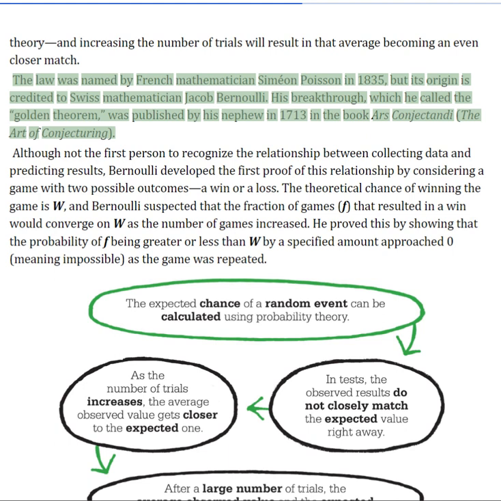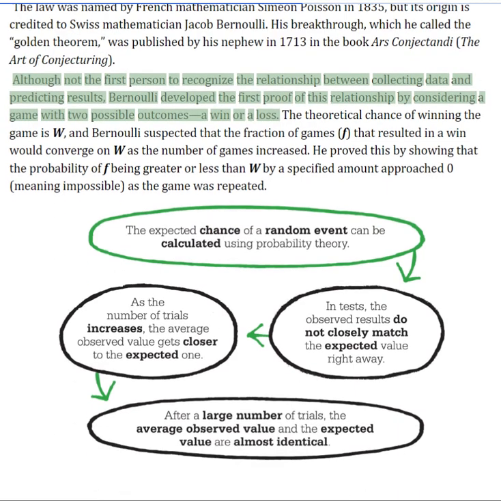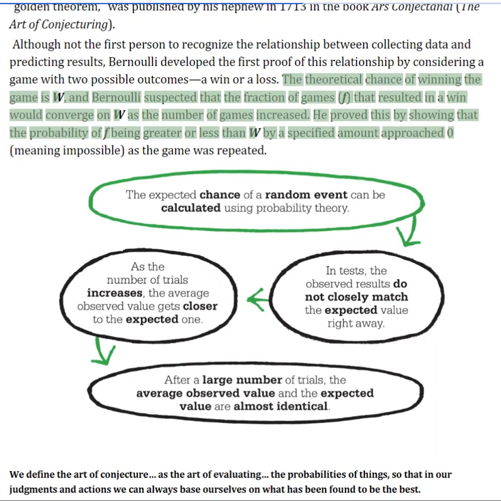His breakthrough, which he called the Golden Theorem, was published by his nephew in 1713 in the book Ars Conjectandi. Although not the first person to recognize the relationship between collecting data and predicting results, Bernoulli developed the first proof of this relationship by considering a game with two possible outcomes, a win or a loss. The theoretical chance of winning the game is W, and Bernoulli suspected that the fraction of games that resulted in a win would converge on W as the number of games increased.